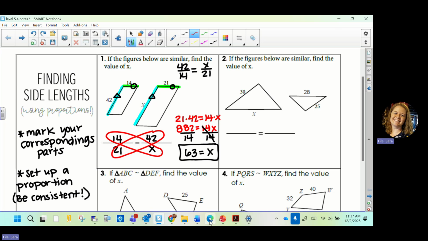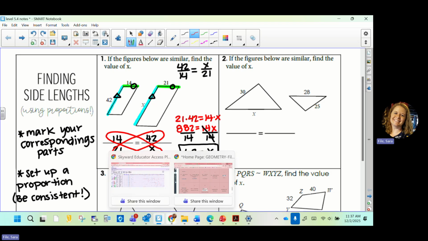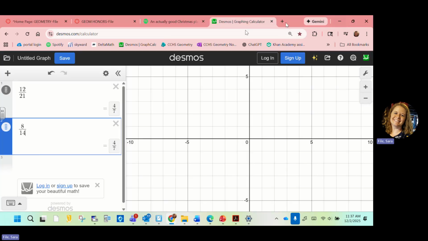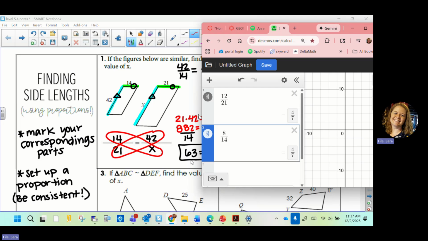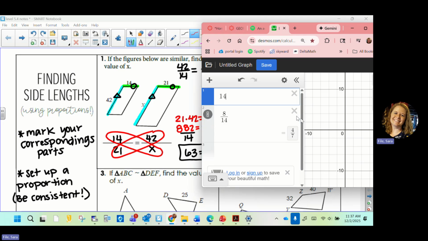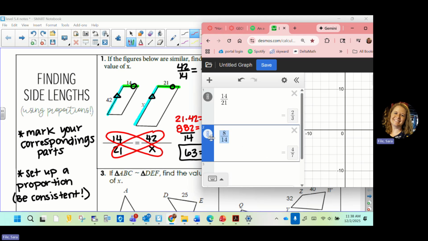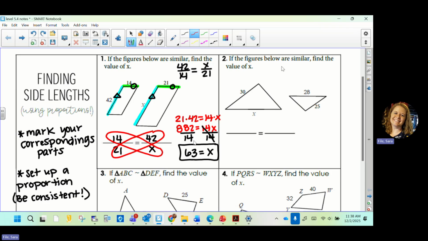Okay, now in Desmos, I want you to see something. In Desmos, you can check your answers. So if I got 63, I said that this is proportional, so I could double check that I solved correctly. I could say, okay, 14 is to 21 as 42 is to 63. So let's check and see if that comes out the same. Did it come out the same? 2/3 and 2/3, right? So yes, if x is 63, these are equivalent ratios. So that is correct. So you can check your answers in Desmos.